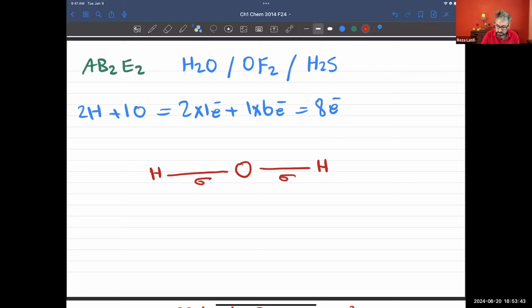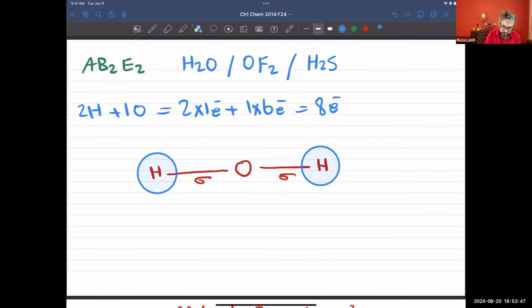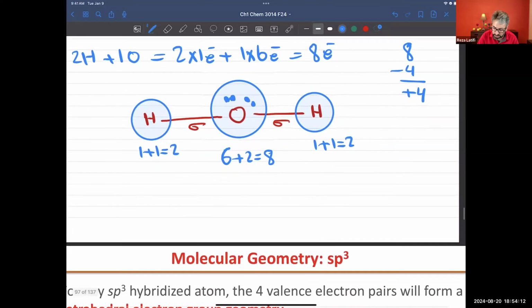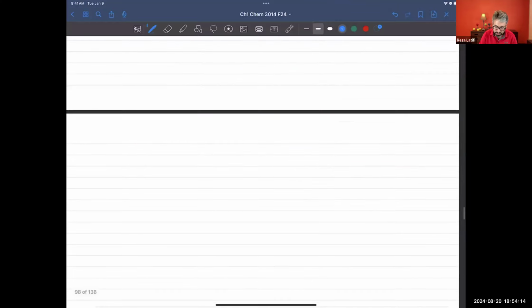Okay, now let's check oxygen. Hydrogen, 1 plus 1, 2, 1 plus 1, 2. Out of 8, we use 4 electrons. So now we have 4 left. What do I do with them? I'm going to put them on oxygen. And let's show oxygen. Oxygen, it will be 6 plus 2 will be 8. So oxygen now is happy. But the issue that you will have will be this.